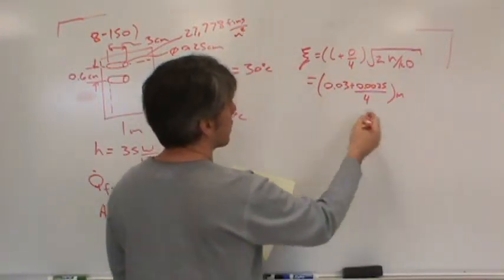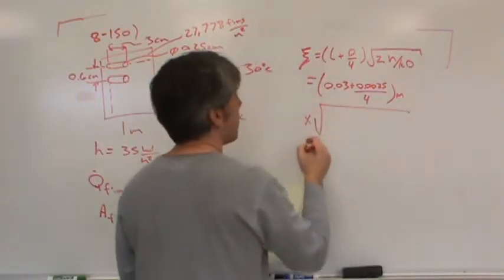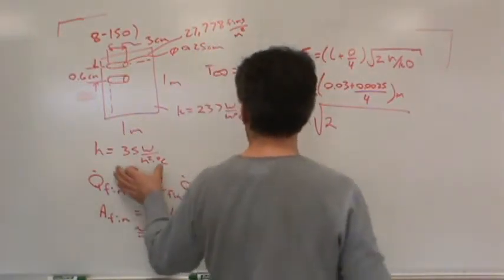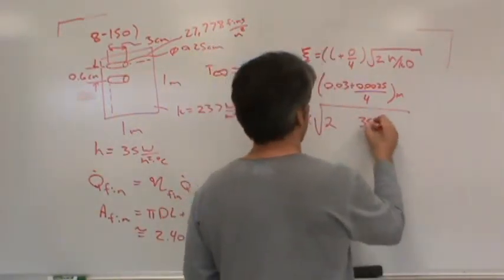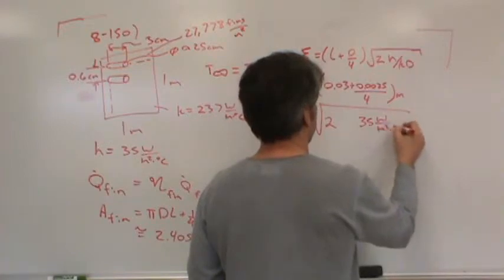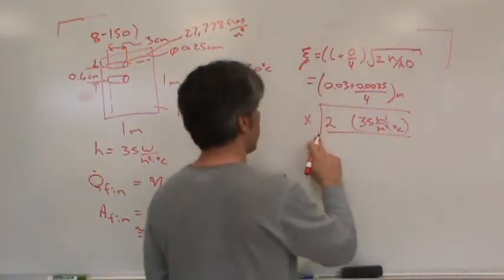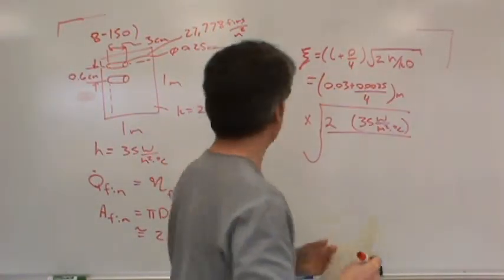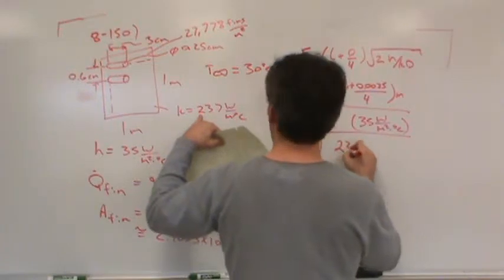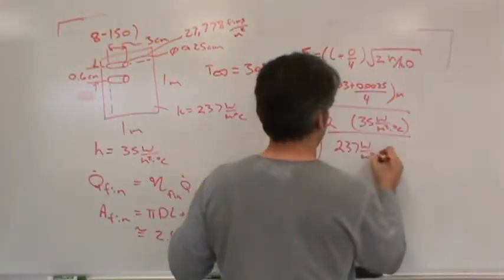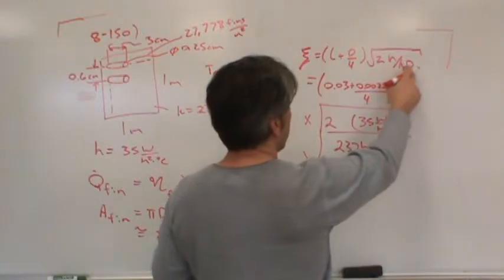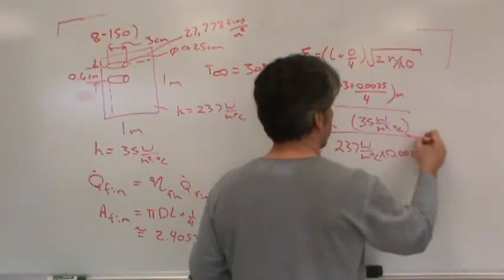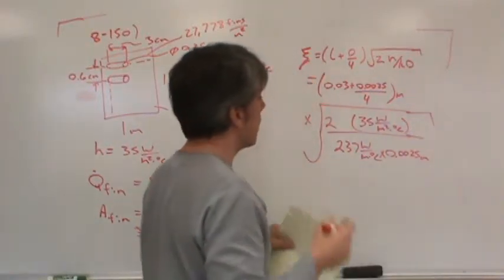I'm out of space on the video, so let me move down and multiply by the square root of 2h, where h is the convective heat transfer coefficient, so that's 35 watts per square meter per degree Celsius, divided by kd, where k is the thermal conductivity of 237 watts per meter per degree Celsius, and d is the diameter, which is 0.0025 meters. Let me make that a multiplication sign so it's more obvious.